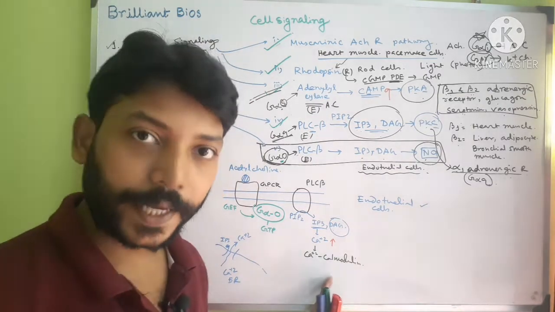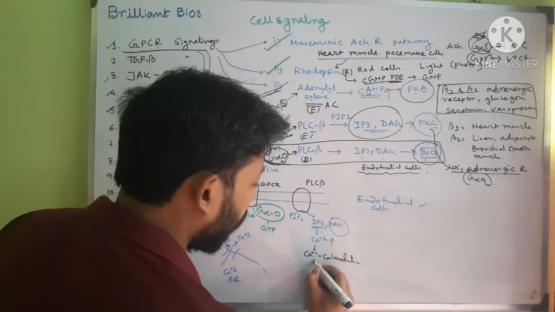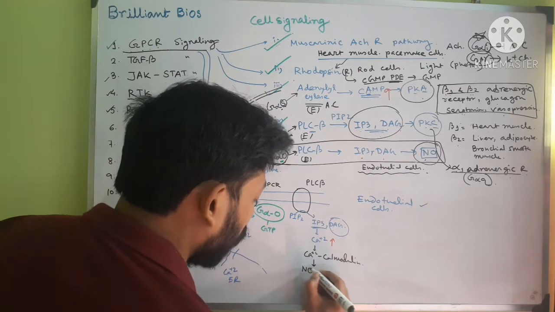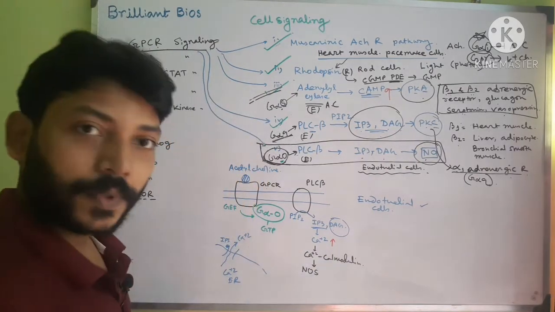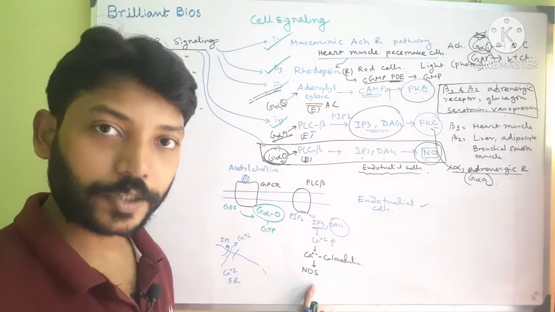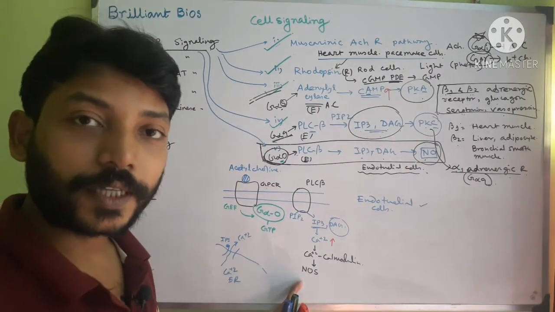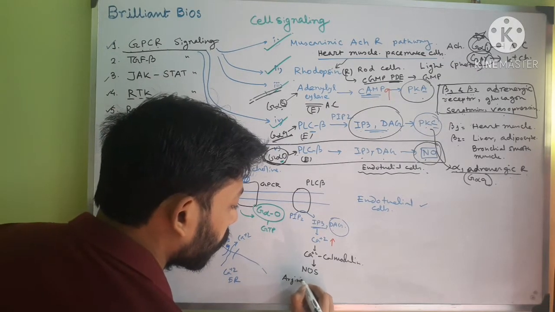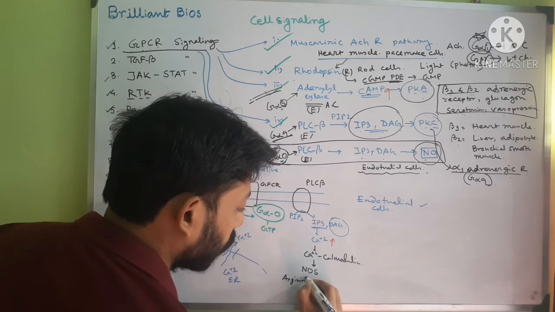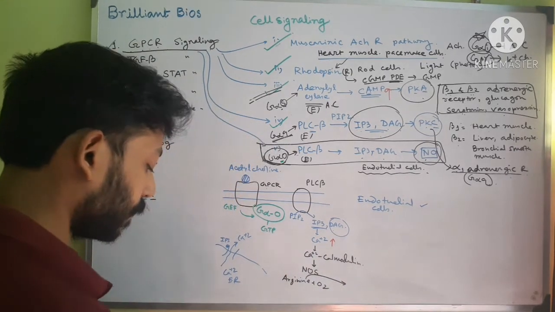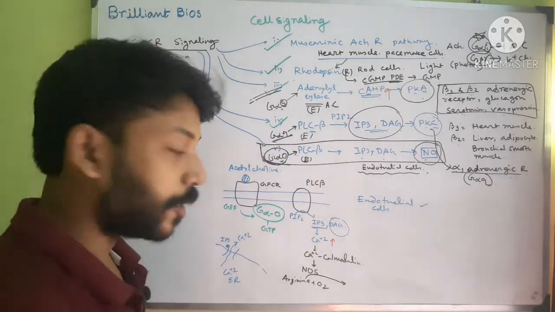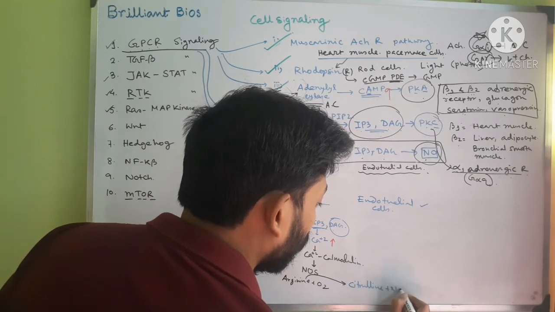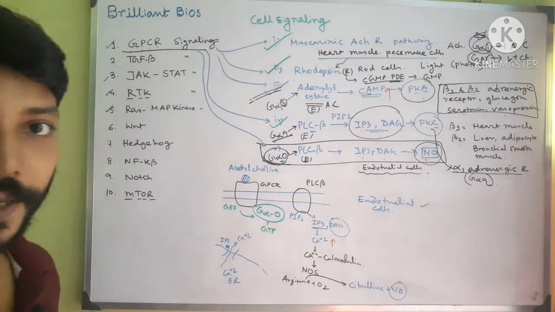Then this complex, the calmodulin protein, activates another protein that is called nitric oxide synthase. This is an enzyme, nitric oxide synthase. It can convert a molecule called arginine, associated with oxygen. It converts arginine and oxygen to citrulline and nitric oxide. Citrulline and NO, nitric oxide. This is the main thing. This is the second messenger here.